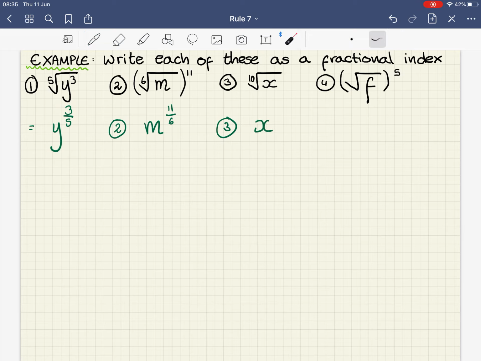So x, the flower is my power. There is no power written anywhere here. So that means it's going to be 1 on the top. And then the bottom is the root. The 10 is in my root sign, so that means 10 is going to go there. And then last but not least, the flower is the power. So 5 is on the top. And the bottom is the root. There is no number here, so that means it's a 2 because it's a square root.